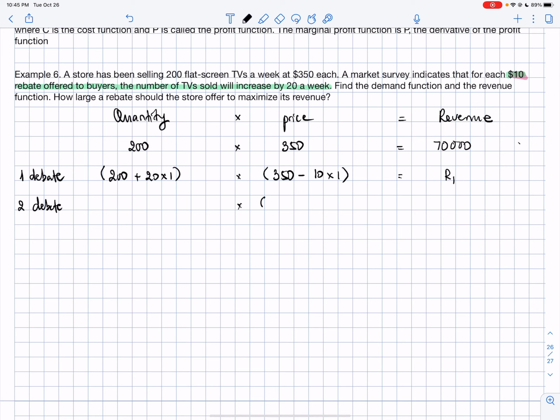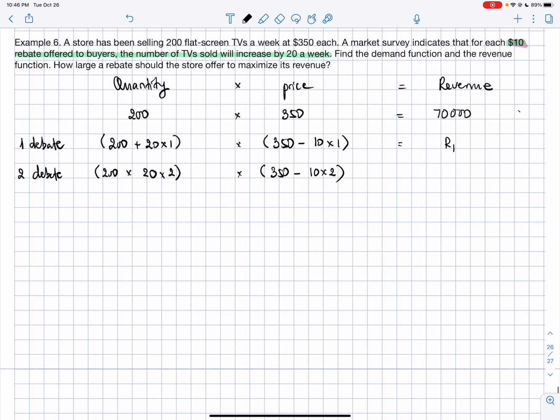Then the price is $350, and then 2 rebates, every rebate is $10. 2 rebates means 20. So we will multiply by 2 so that we get 20. And for the quantity, 20 increased TVs sold if we have 1 rebate. But if we have 2, that will be 40, right? Because we will multiply by 2. That's why we get 40. You use the calculator, you're going to get some new revenue. I'm going to call this R2, whatever that number is.